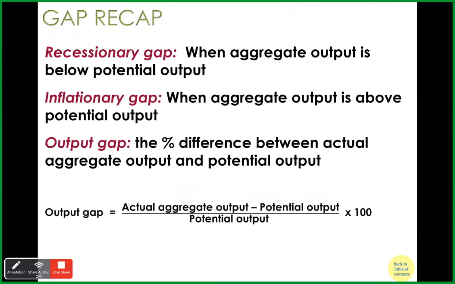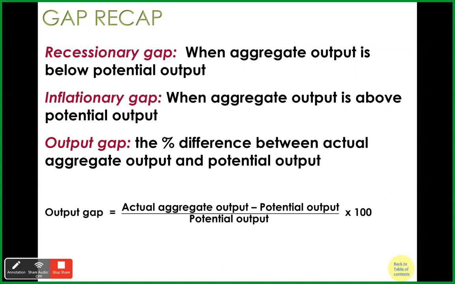Now we can summarize the positive side by looking at three definitions. One is recessionary gap. This is when aggregate output is below potential. The other one is inflationary gap. This is when aggregate output is above potential.